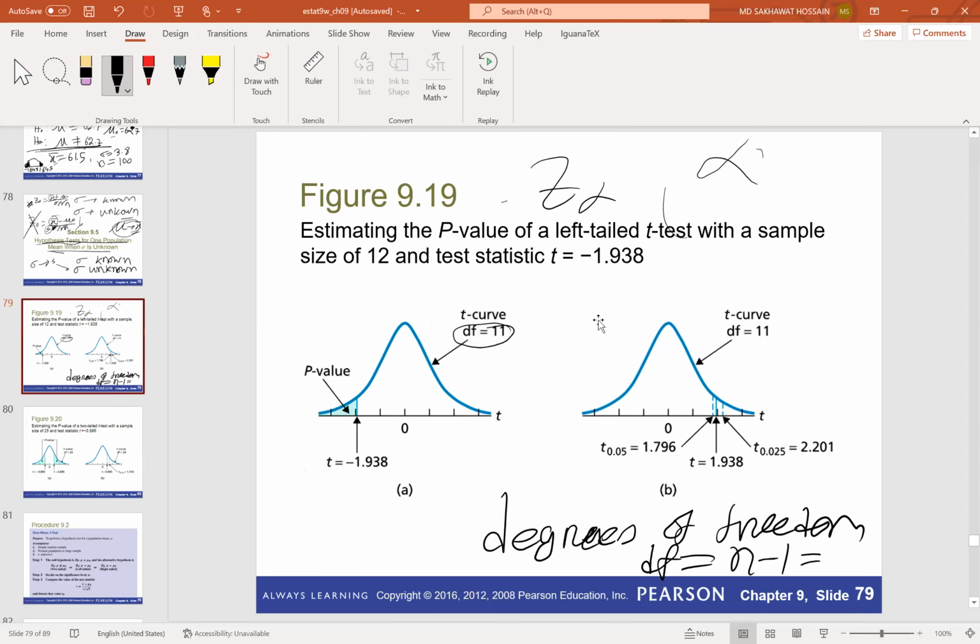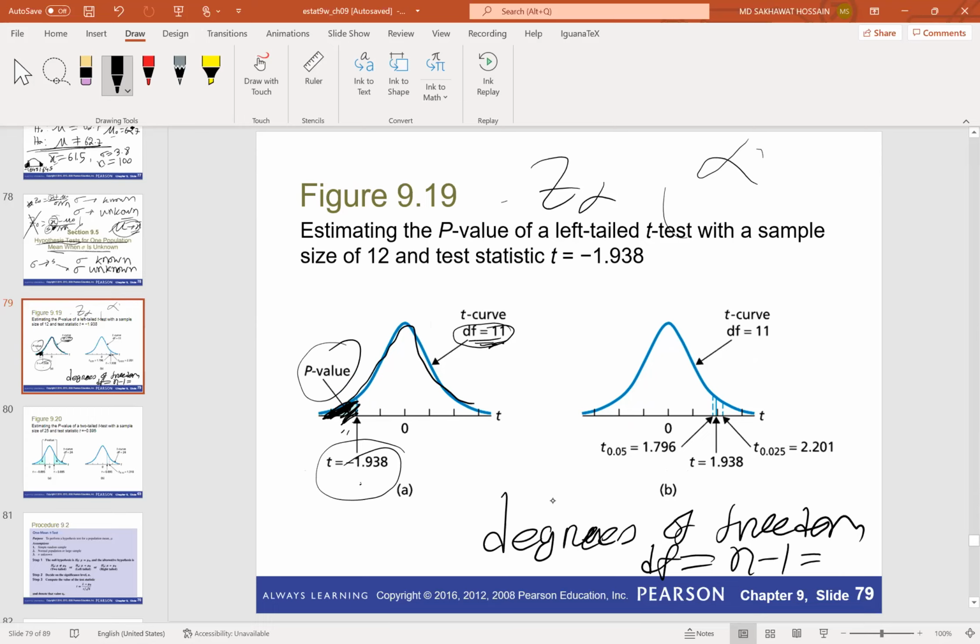Okay, so this is for the left-tail and right-tail test. For the left-tail test, if you find the critical value, then the left side will be the rejection region. And if this is our test statistic, then on the left side will be the p-value.